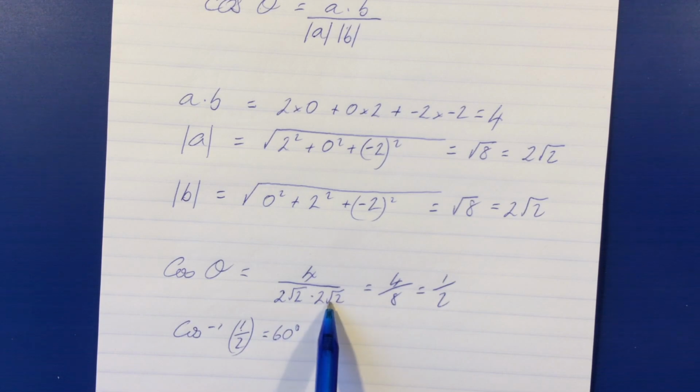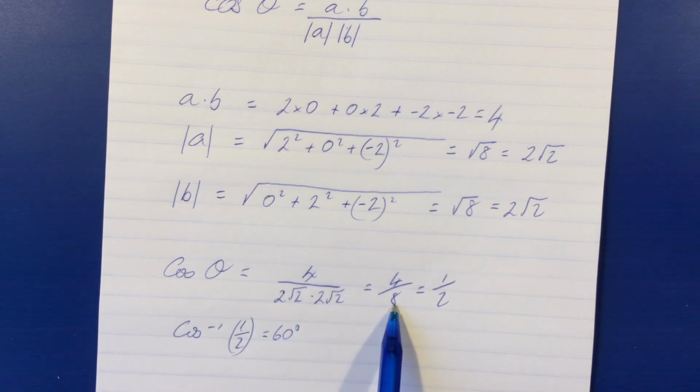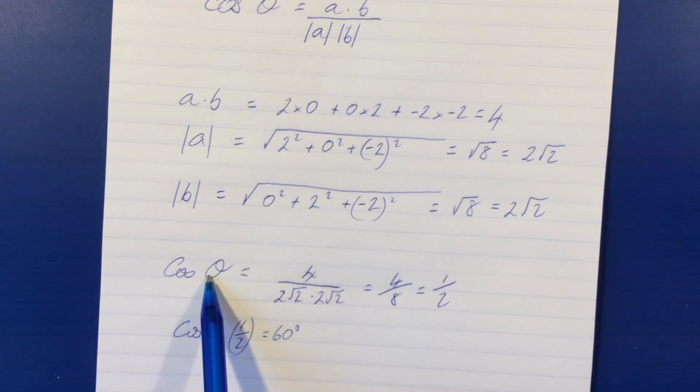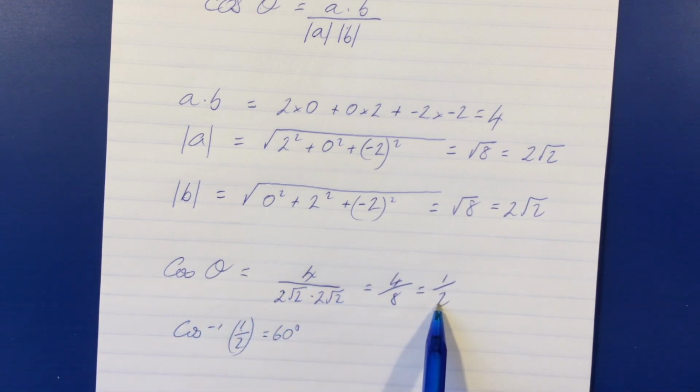So we have the square root of 8 times the square root of 8, which gives us 8. We have 4 here. That's 4 over 8. And so we know that the cosine of theta is equal to a half. Now, you can pop that into a calculator and you'll get this result, 60 degrees.